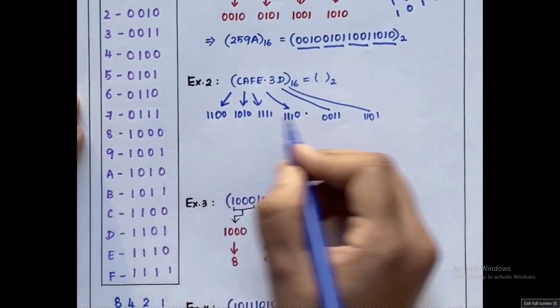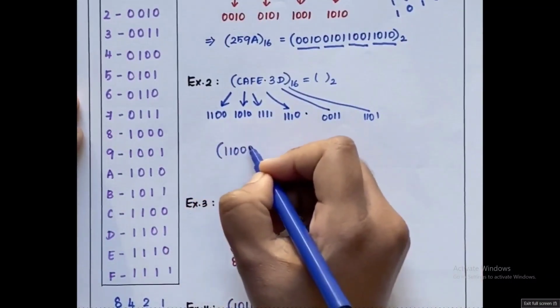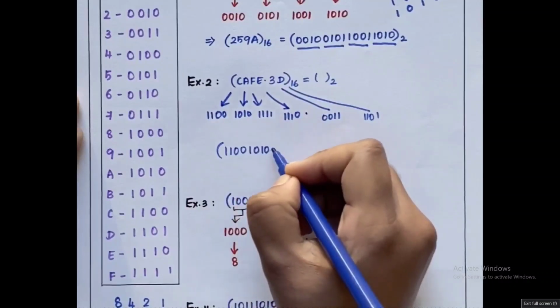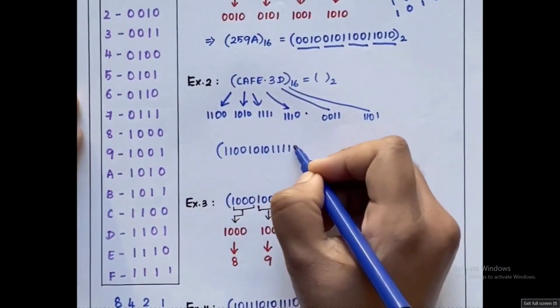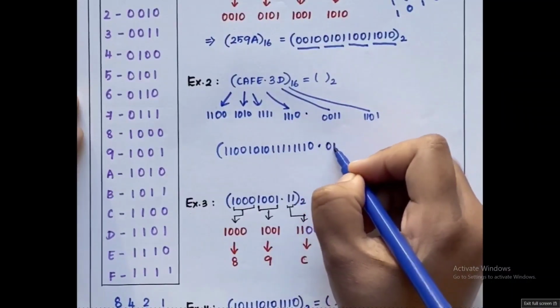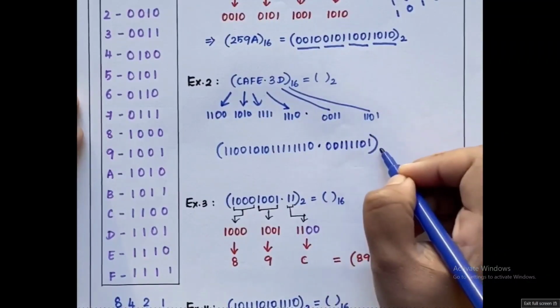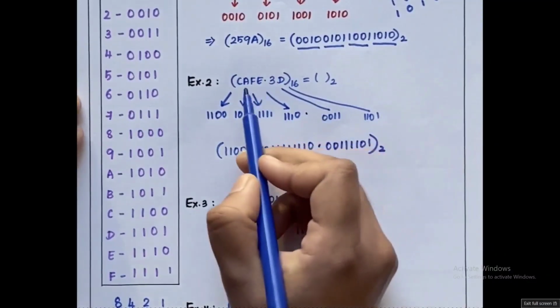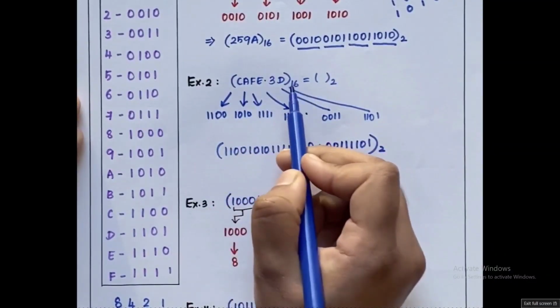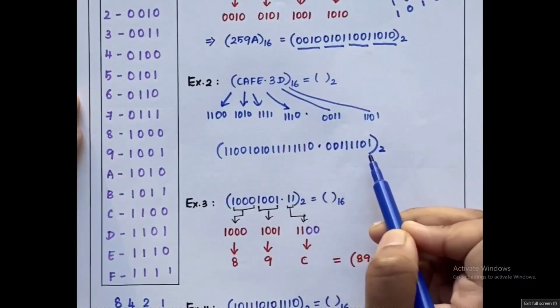Now just put together all the values that we have obtained to get the equivalent binary, which is 1100 1010 1111 1110 dot 0011 1101 to the base 2. This is the equivalent binary value for the given hexadecimal value. This is the procedure to convert a hexadecimal to a binary value.